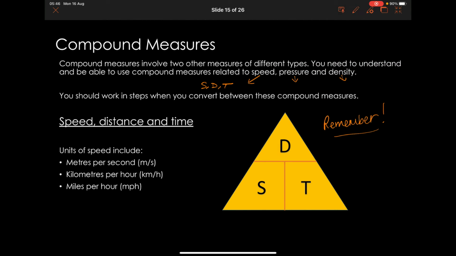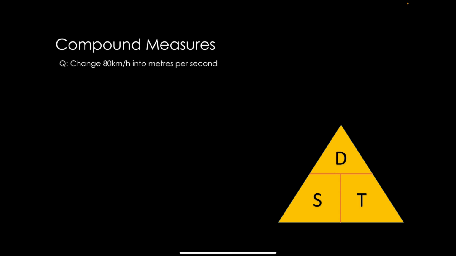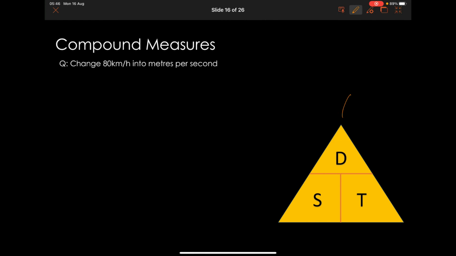Let's have a look at some examples. Change 80 kilometers per hour into meters per second. Well, first of all, for this one, you don't actually need the speed, distance, time triangle. We're not being asked to find anything. We're just being asked to change 80 kilometers per hour into meters per second. If you want to pause the video and have a go at this, please go ahead.